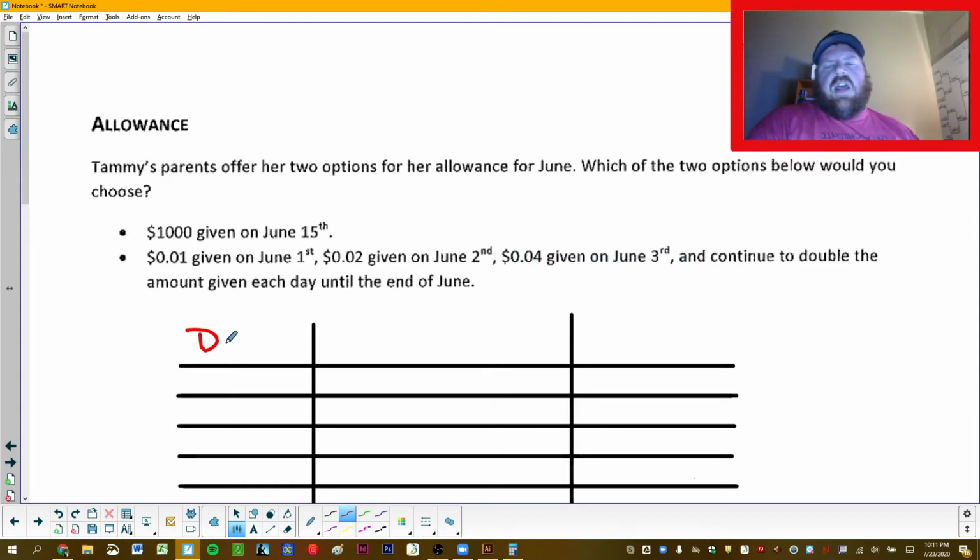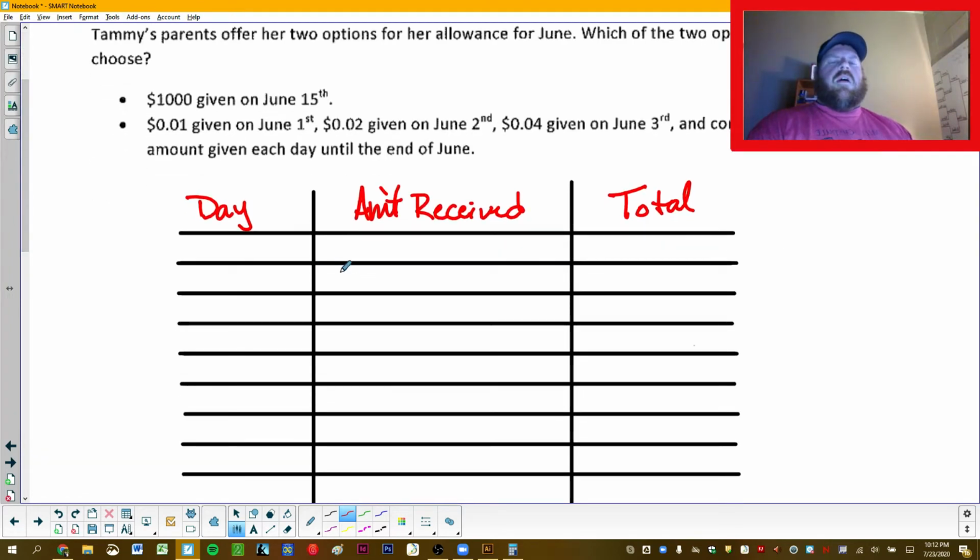So I looked at day, the amount received, and then the total. And in class, I showed this in an Excel spreadsheet. I'm just going to do a couple of the days here and then let you continue with the rest of it. So on day 1, we get a penny. So our total's a penny.